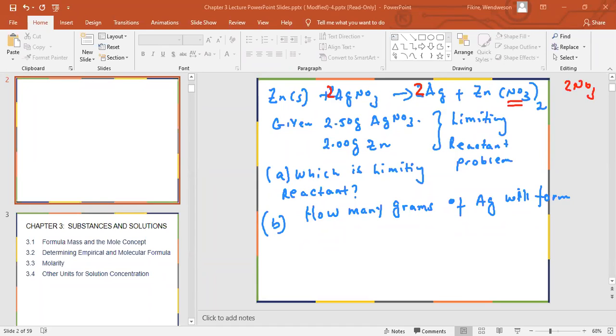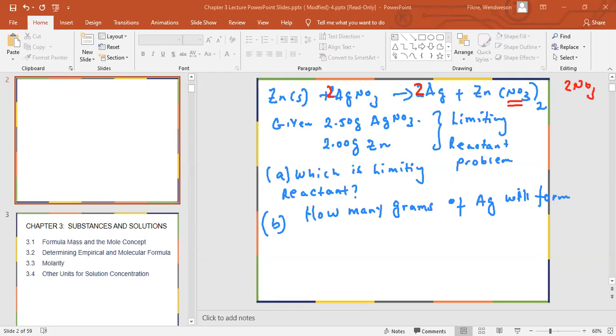Then the next part is we're going to decide which is the limiting reactant, zinc or silver nitrate. That's the work that we have to do. So how do we determine which is the limiting reactant? We did this example, I believe, in class, but this time I heard Marcus say, oh, I can convert this into moles. You don't have to, though, but you can. And it depends. Some people like a mole to mole ratio.